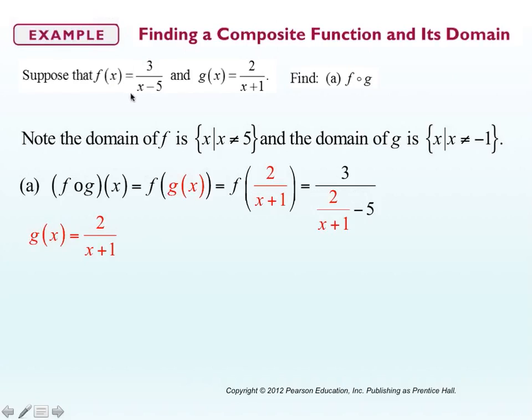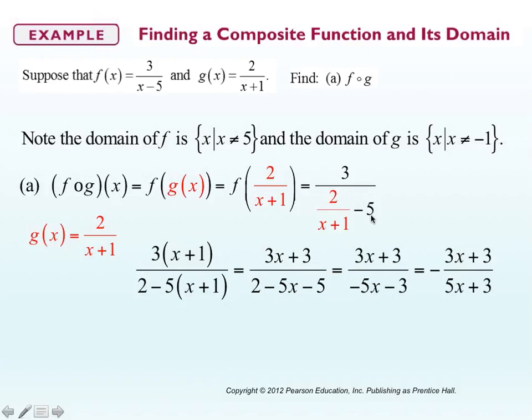So we take our f of x function, which is 3 over x minus 5, and we still have this 3 and this minus 5, but now in place of x, we're putting our g of x function, which is 2 over x plus 1. So we have 3 over 2 over x plus 1 minus 5. And then we probably want to make this look a little bit nicer, which would be to get rid of the double fractions. So if we multiply everything by x plus 1, that's going to help a little bit.